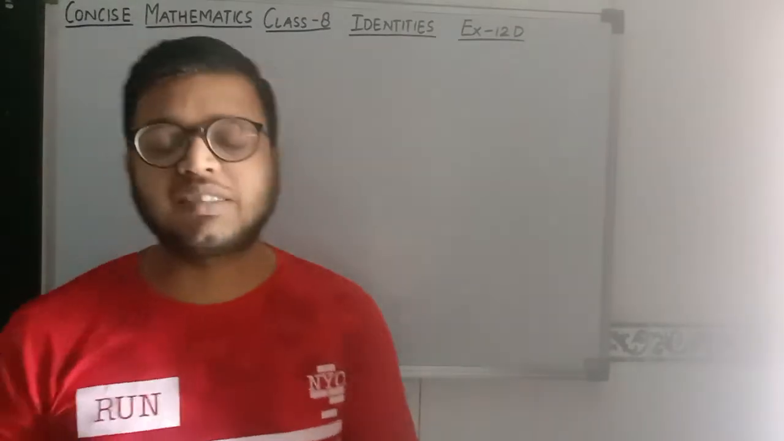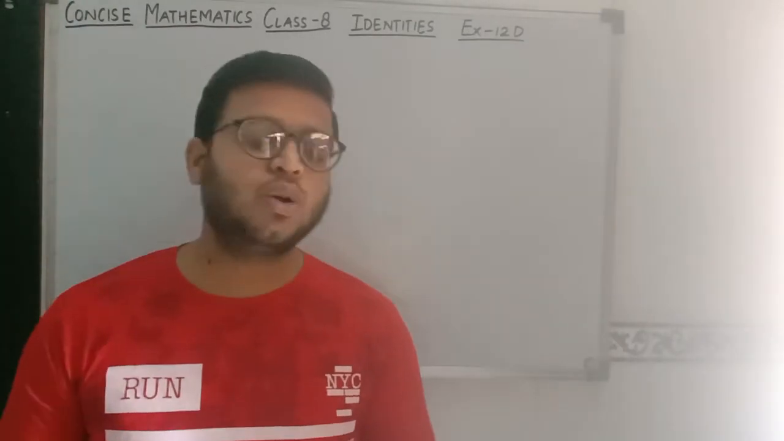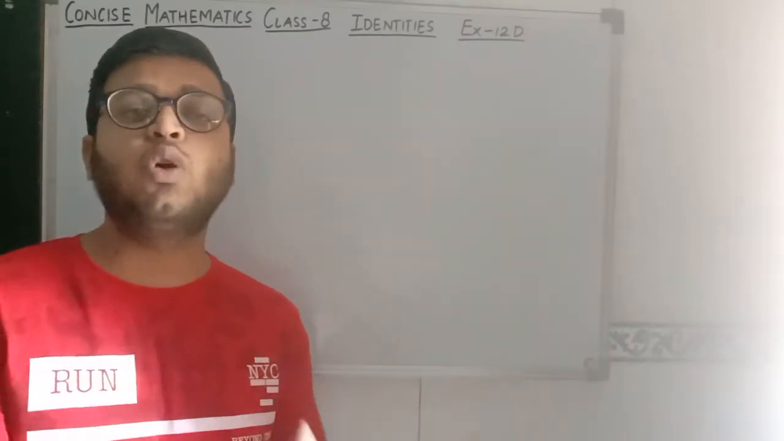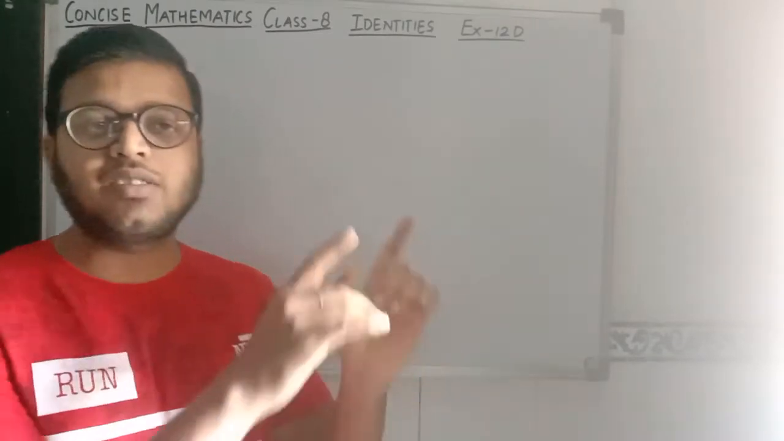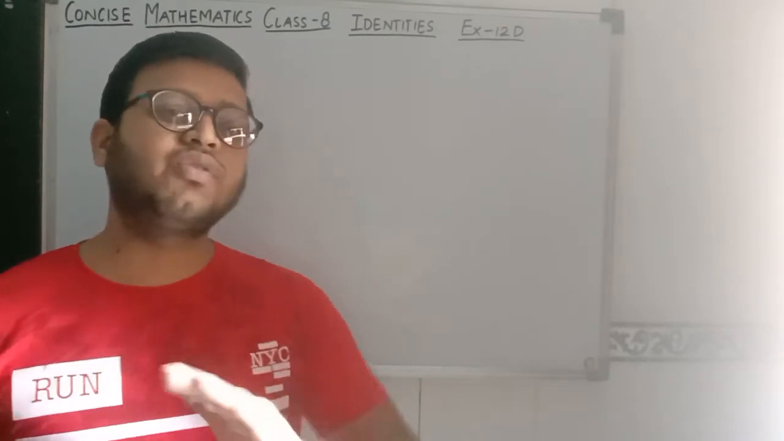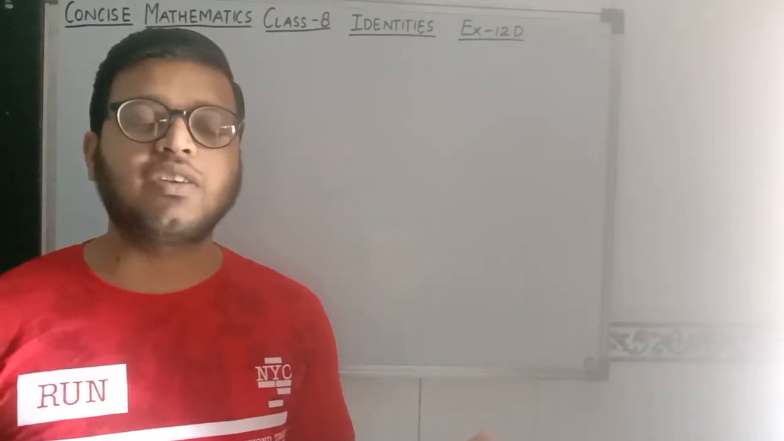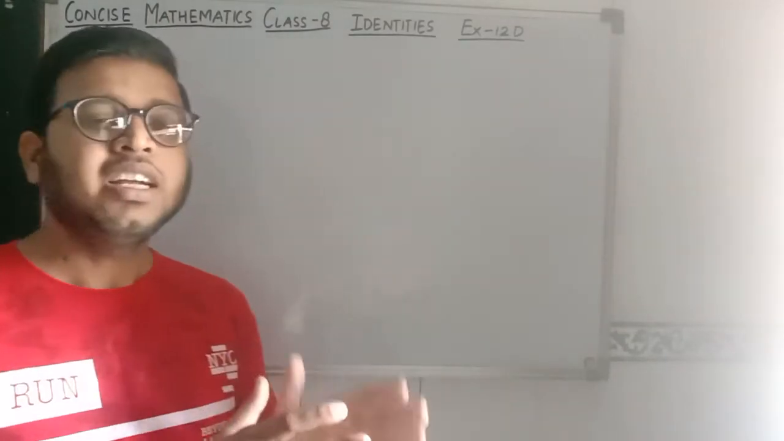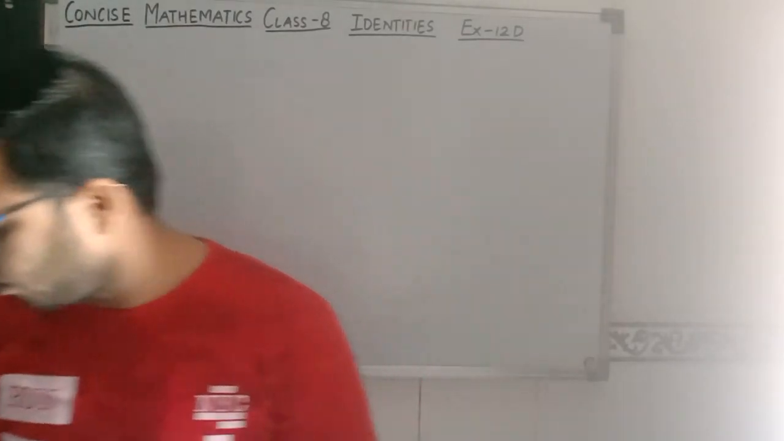Let's start the last exercise of the chapter Identities from the book Concise Mathematics class 8. As I told you, in exercises 12A, B and C we used some identities, and with their help we solved all three exercises. In the last exercise, 12D, there is no new identity, because all the questions we have already done and understood in the previous exercises 12A, B and C will be asked in a different way. So we have to keep all the previous identities in mind and start the exercise.